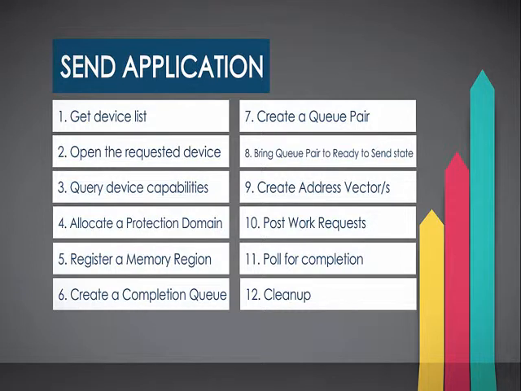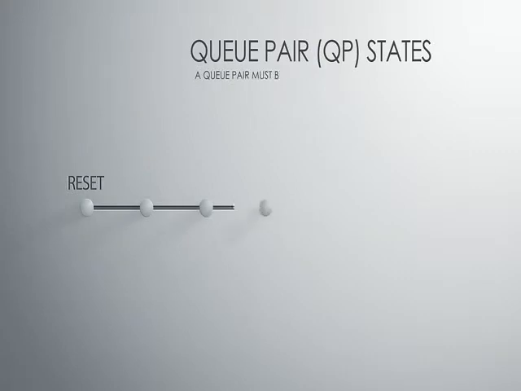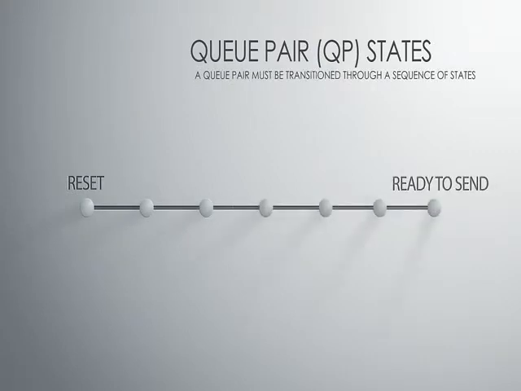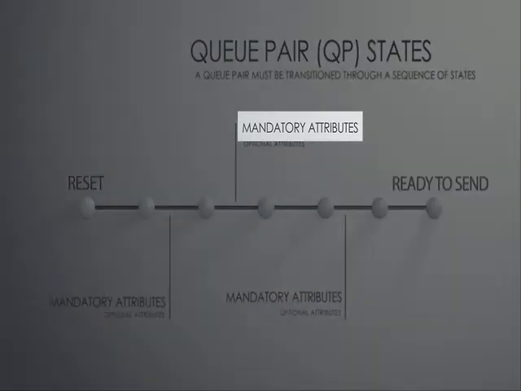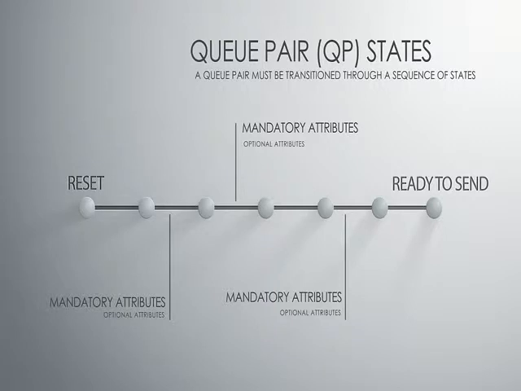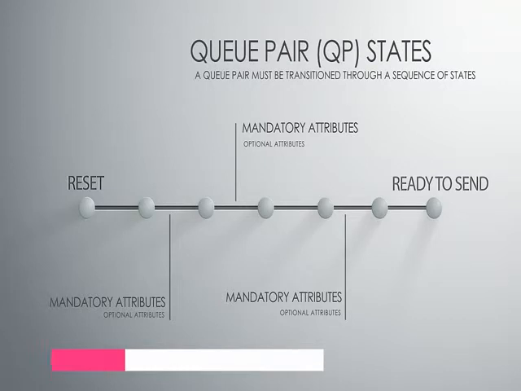In this tutorial, we will learn how to bring Q pair to ready to send state. A Q pair must be transitioned through a sequence of states before it is capable of processing send and receive work requests. Each state transition has a set of mandatory and optional attributes. For simplicity reasons in our examples, we will be only covering mandatory attributes. For details on optional attributes, please see Table 91 of the InfiniBand spec.